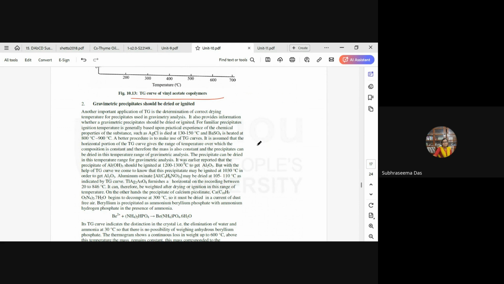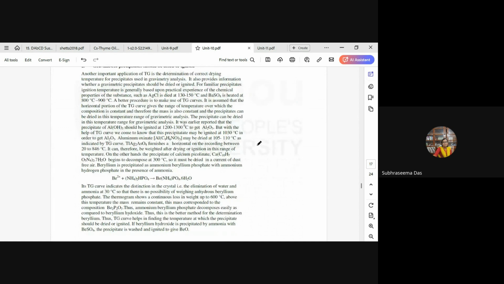Then coming to the gravimetric precipitates, it should be dried or ignited. Another important application of TG is in the determination of the correct drying temperature for precipitates that are used in gravimetry analysis. It also provides information on whether a gravimetric precipitate should be dried or ignited. For familiar precipitates, the ignition temperature is generally based on practical experience.